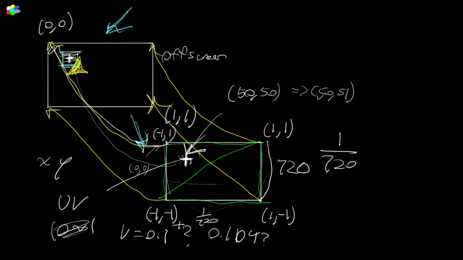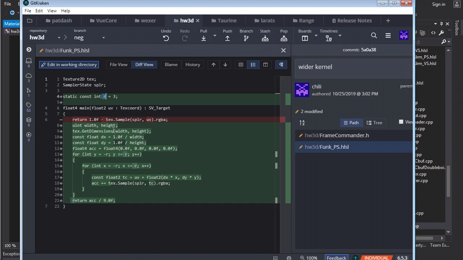But we don't want the offset in pixels. We want the offset in texture coordinate space. So what we do is we multiply x and y by dx and dy. And that gives us the offset in texture coordinate space. We add that offset to the base position, and that gives us our texture coordinate reading position in this loop, which is looping over all the pixels under the space of the kernel.